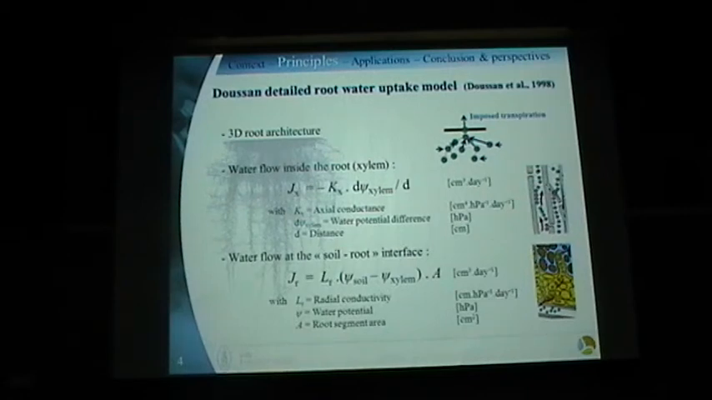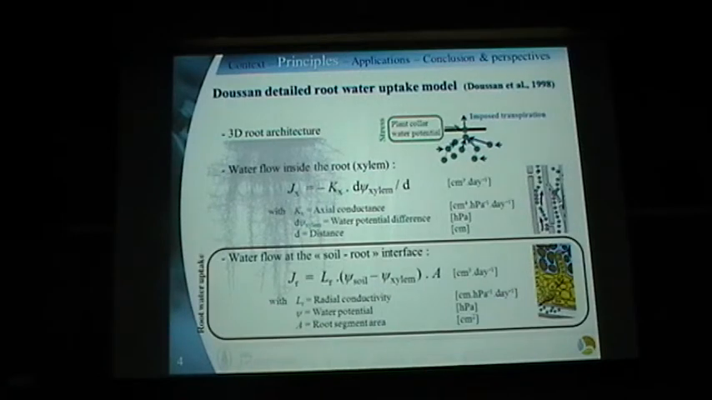So these equations are like Ohm's law in circuit theory. So when you solve the whole set of equations of all the root segments, you can actually obtain the plant collar water potential, which we use to predict stress. Actually, when we reach a threshold value, we consider that the plant reduces its transpiration. So this is a behavior that isohydric plants show. And we also obtain the root water uptake distribution in the soil.